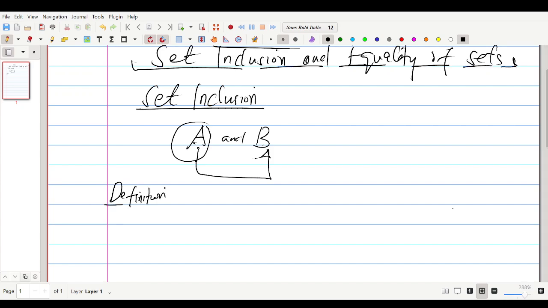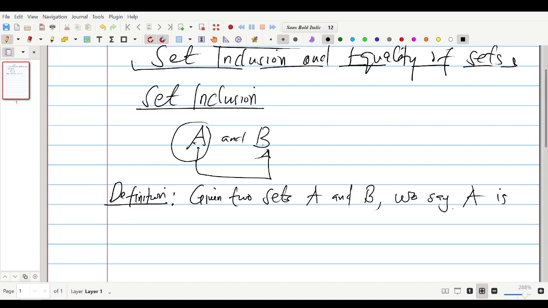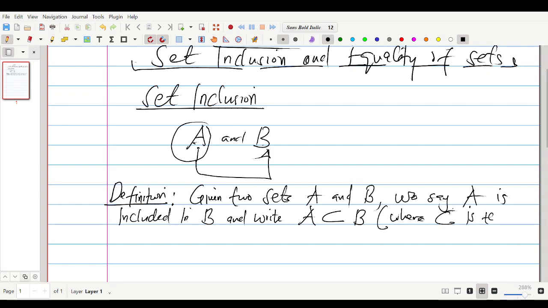In writing, this is how it will look using our set symbolisms we've established in previous videos. You can say given two sets A and B, we say A is included in B, and write this in brackets where this symbol is the inclusion relation, if for any x that is in A, x is also in B. So this is when we say the set A is included or is contained or is a subset of B.